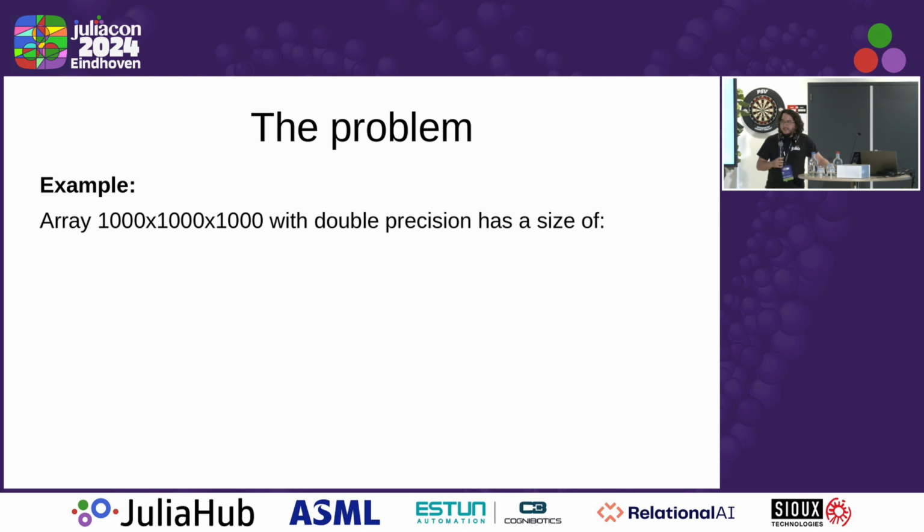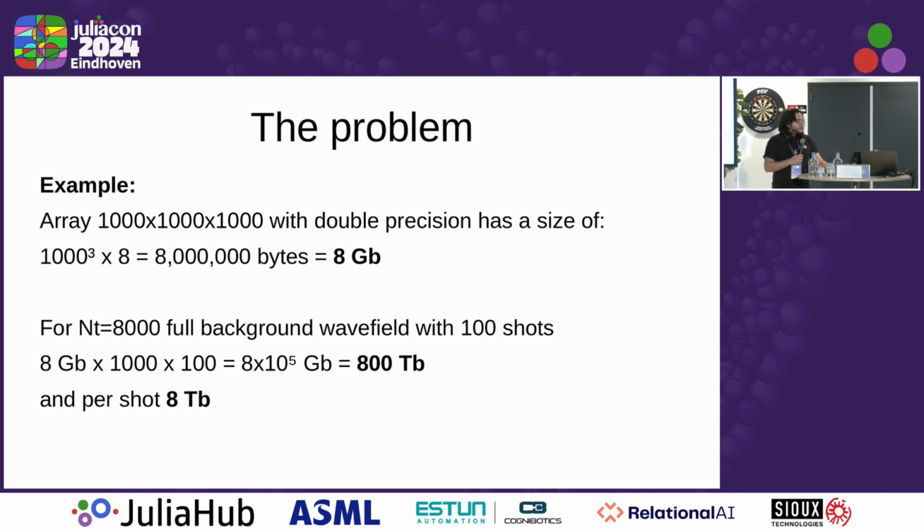So this is the problem. Imagine that you have an array of 1,000 by 1,000 by 1,000 in double precision. You have 8 gigabytes. If you have 8,000 iterations in your forward simulation, using finite differences, and 100 simulations, 100 shots in this case, which is just nomenclature from geophysics, then you have 8 terabytes per shot, per simulation, and 800 terabytes in total, which is a lot. So how can you reduce that load?